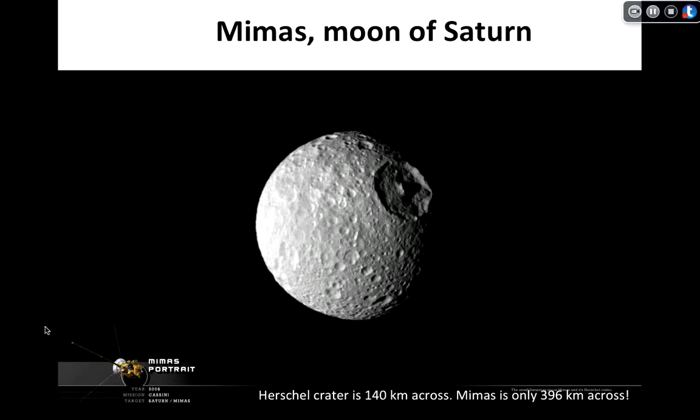Mimas, moon of Saturn. So the Herschel crater on Mimas is 140 kilometers across. Mimas itself is less than 400 kilometers across. So it's basically, the diameter of Mimas is Kansas City to St. Louis. And this crater in there, this was so big, this must have come close to breaking it apart.